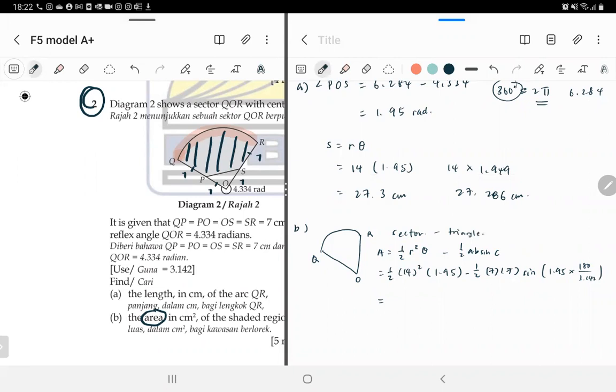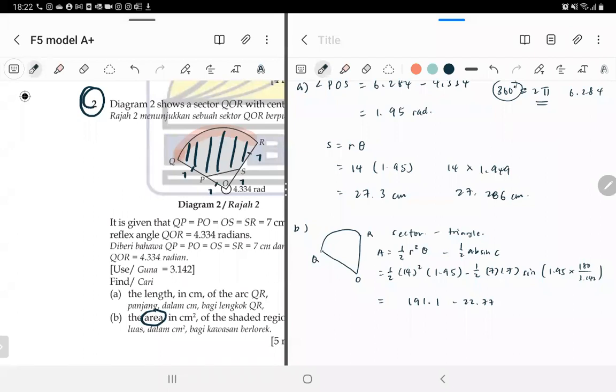Okay, get the answer for 1/2 × 14² × 1.95 first. What do you get? Oh, that one. The triangle I got 22.77. The sector I got 191.1. Yeah. Okay, check for the triangle. Is it correct? 22.77. Yeah.